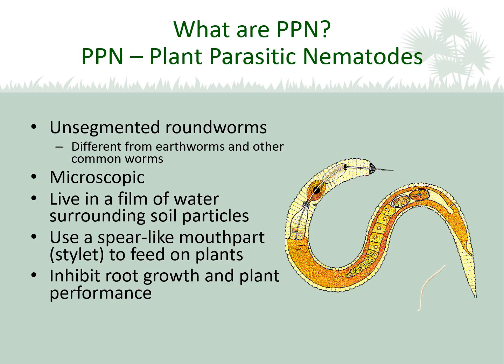Nematodes can be found from the depths of the ocean to mountaintops. A spadeful of soil can contain more than 1 million nematodes. PPN, plant parasitic nematodes, are unsegmented roundworms that differ from earthworms and other common worms. They are microscopic. They live in a film of water surrounding soil particles. They use spear-like mouth parts or stylets, seen right here, to feed on plants, and they inhibit root growth and plant performance.